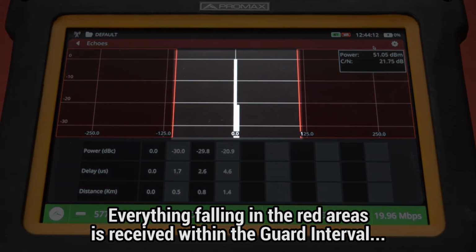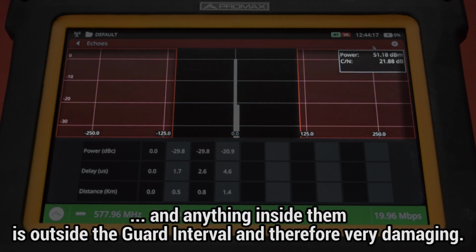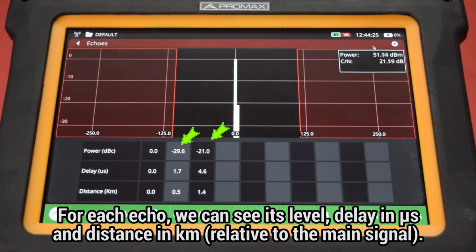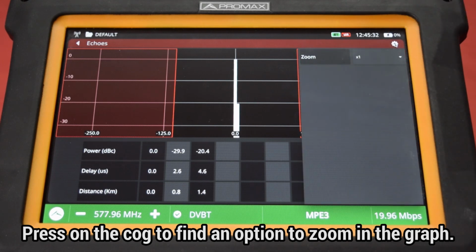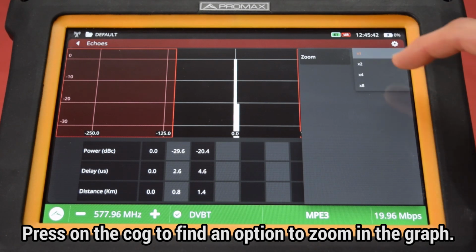Everything falling in between the red areas are echoes being received within the guard interval, whereas everything falling in the red areas is outside the guard interval and therefore very damaging. For each echo, we can read its related level when compared to the main signal, its delay in microseconds when compared to the main signal, and its distance in kilometers to the source compared to the main signal's distance to the source. If we press on the cog at the top right corner of the Echoes Analyzer panel, we will find an option to zoom in the graph.